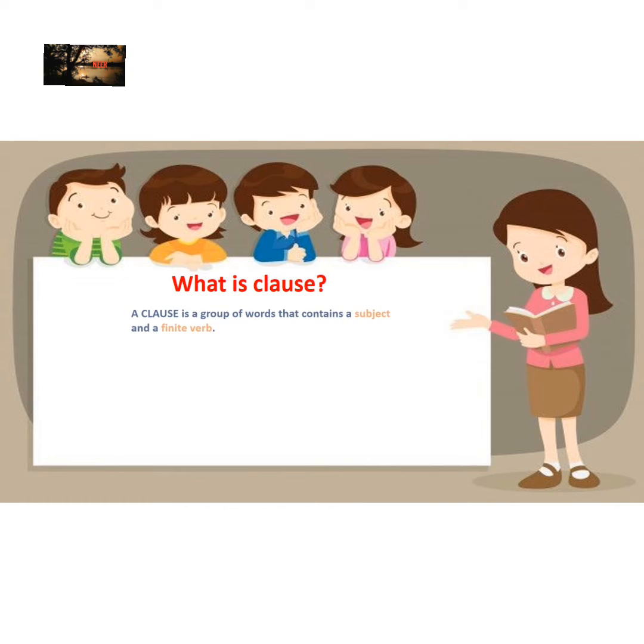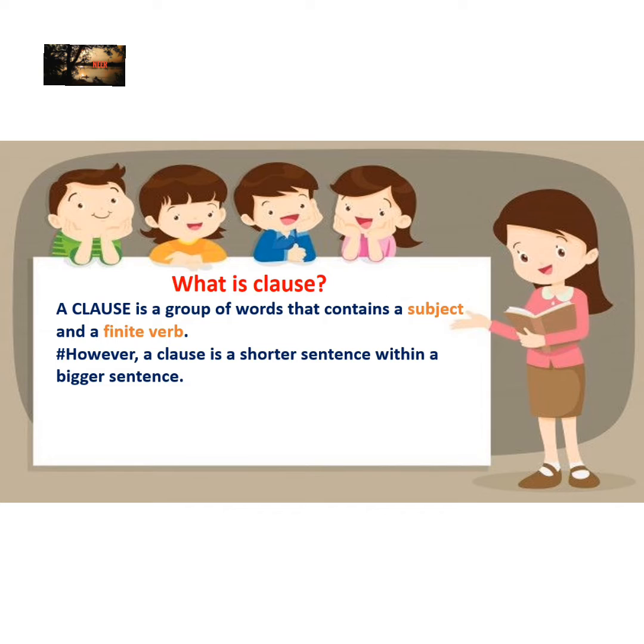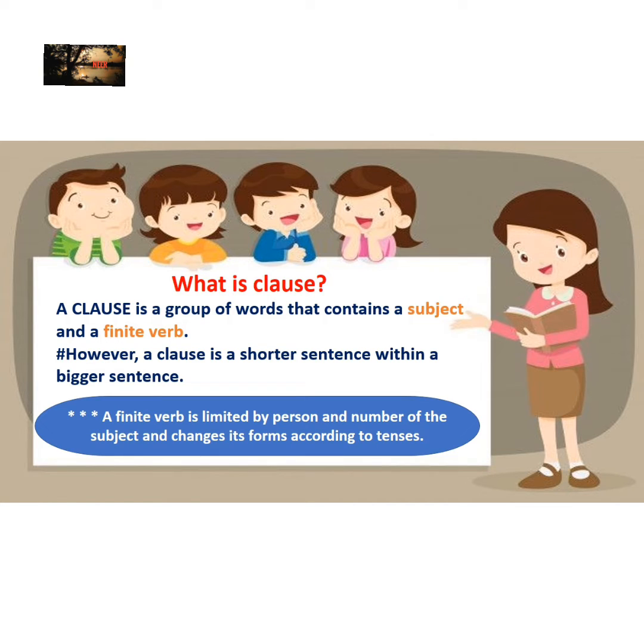Now, take the definition of clause. A clause is a group of words that contains a subject and a finite verb. Oh, then it's a sentence itself, isn't it? However, a clause is a shorter sentence within a bigger sentence. To make the idea concrete, we have to know the concept of finite verb. A finite verb is limited by the person and number of the subject and changes its forms according to tenses.